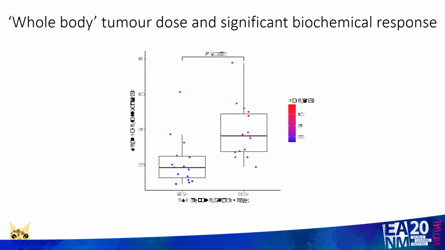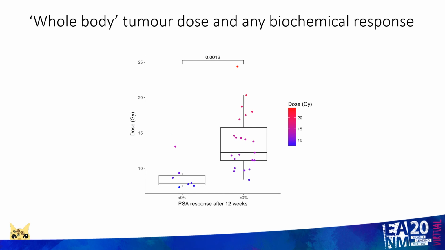However, looking at whole body tumour dose, which is an attempt to encompass the dose to the global burden of tumour, clearly shows a highly statistically significant relationship. Of patients receiving a mean whole body tumour dose of less than 10 gray, virtually none of those patients had a significant PSA fall, whereas of those receiving above 10 gray, a significantly larger number did have a PSA response, which was reflected in clinical improvement as well. The associations are perhaps even stronger if one looks at any PSA response and its relation to whole body tumour absorbed dose, as you can see in this graph here.